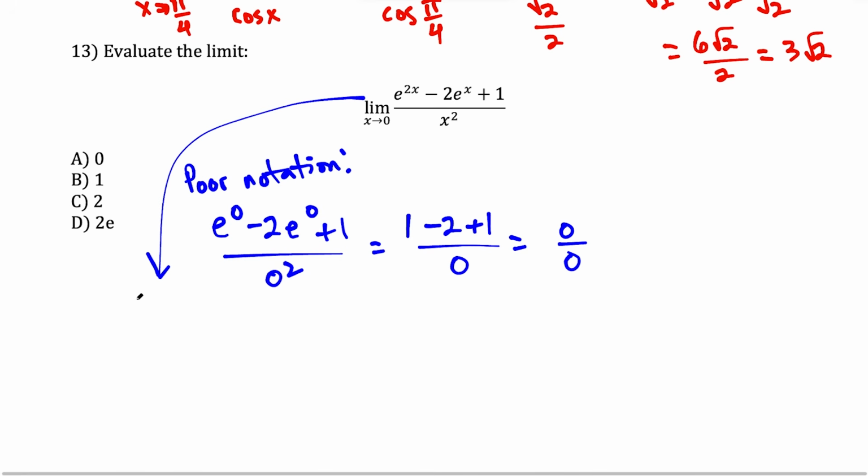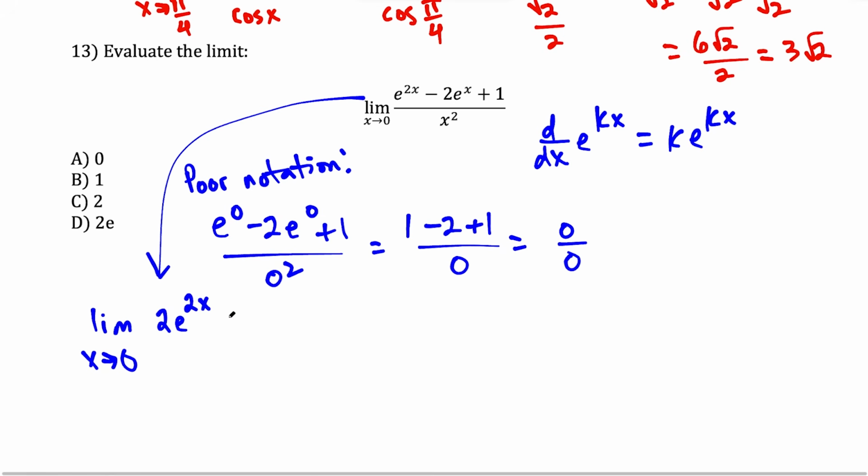So now we apply L'Hopital's rule, and we're going to have the limit as x approaches 0 of, and just remember this chain rule variant. When we take the derivative of e to a constant times x, it's equal to the constant times e to the kx. So the derivative of e to the 2x, we're going to have 2 times e to the 2x. And then we have minus 2 times the derivative of e to the x, which is e to the x, plus the derivative of 1, which is 0.